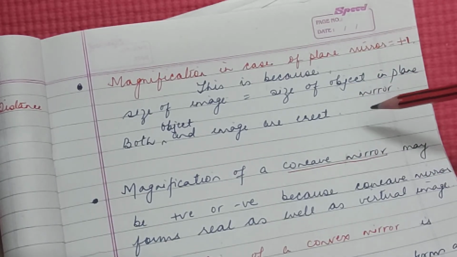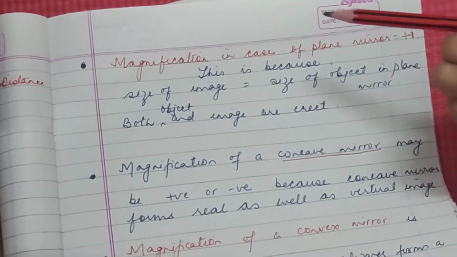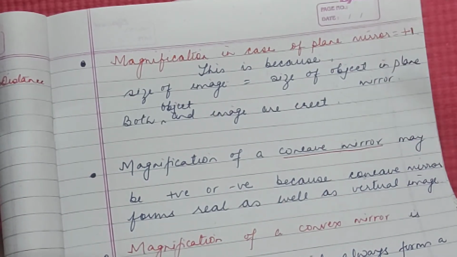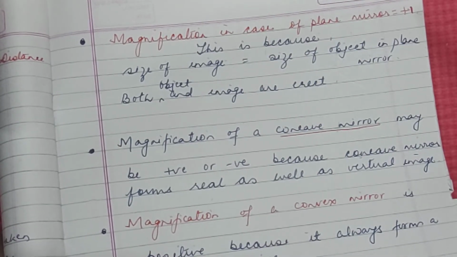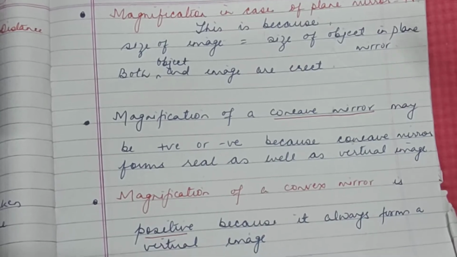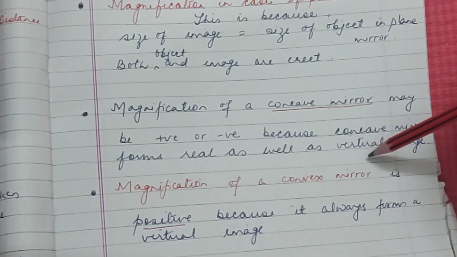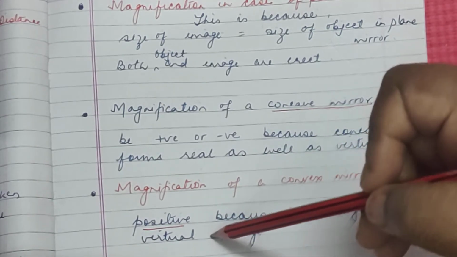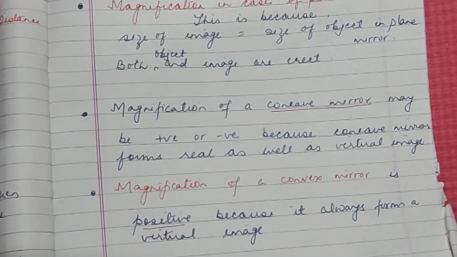Now in case of a concave mirror, it can be positive as well as negative, because a concave mirror forms real as well as virtual images depending upon the position of the object. Now in case of a convex mirror, what type of image do we find? We always get a virtual and erect image. So children, in case of a convex mirror, magnification is always positive because it always forms a virtual image. So children, write down these notes.